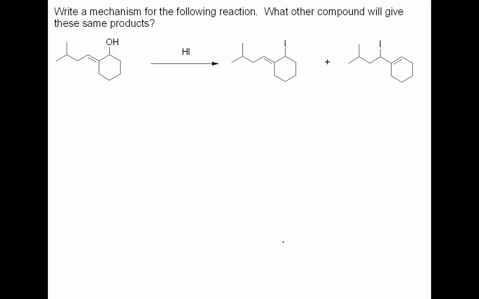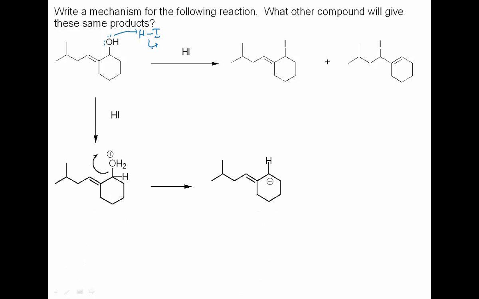Okay, here's a problem for you. Write a mechanism for the following reaction and give me the structure for another compound that's going to give this identical set of products. Okay, so this mechanism is going to be the same as the other one, right? We're going to start off by protonating the alcohol. Okay, so HI is going to give us the protonated alcohol, and remember that there was this hydrogen here.